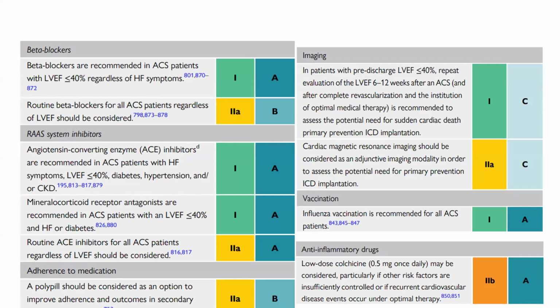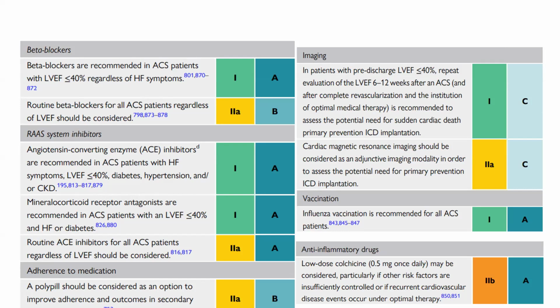outcomes. With respect to imaging, in patients with pre-discharge EF of less than or equal to 40%, repeat evaluation at 6 to 12 weeks after ACS, after complete revascularization and institution of optimal medical therapy, is recommended to assess the potential need for sudden cardiac death prevention, because you are going to evaluate the possibility of ICD after 3 months, which is averagely 12 weeks. So a repeat echo to assess whether the EF is less than or equal to 35%, which will inform your decision for ICD or CRTD, is important.